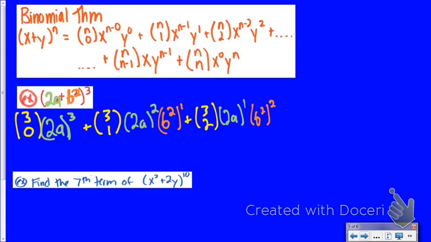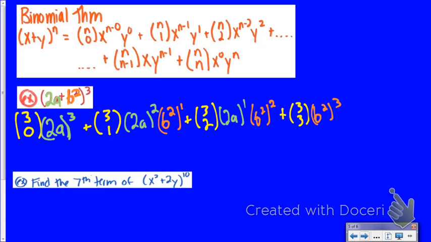And then I'm going to move on, and I know I'm at my last term now because my coefficient numbers match. It's 3, 3. I take my first term and raise it to the 3 minus 3 power, so it's 2a to the 0 power, which is just 1, so that goes away. And then finally I'm left with the last term raised to the bottom number power.